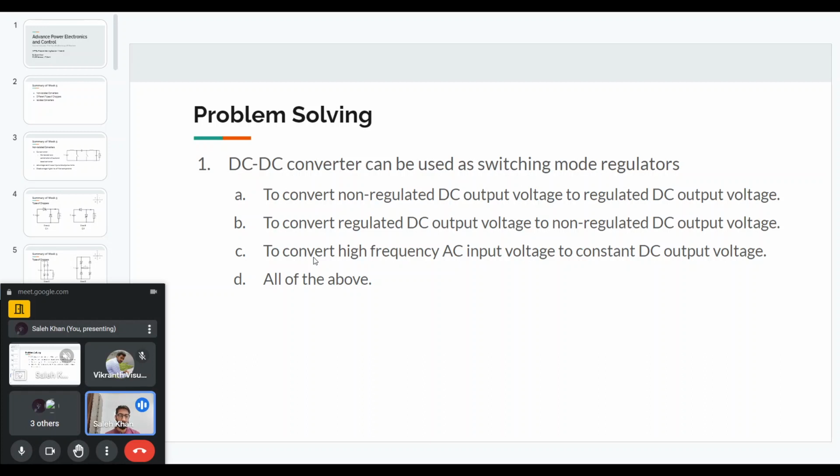So the first problem is: DC-DC converters can be used as switching mode regulators, and you have four options. The first is to convert non-regulated DC output voltage to regulated DC output. The second is to convert regulated output to non-regulated output. The third is to convert high frequency AC to constant DC, and the fourth is all of the above. What do you think is the answer? You can put your guesses in the chat.